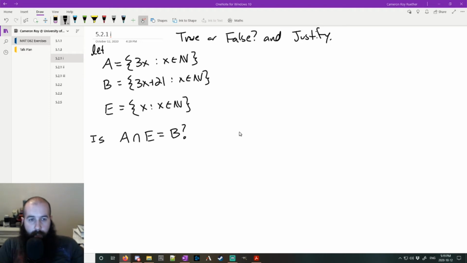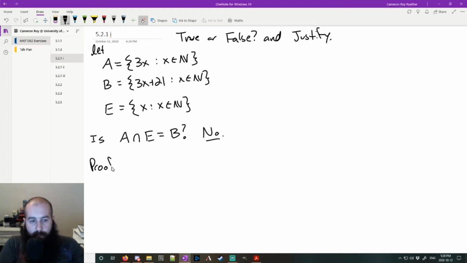(5.2.1) Part 1 gives us 3 sets, A, B, and E. And we're asked if it's true or false that A intersect E is equal to B, and to justify our answer with a proof. So A is all the natural multiples of 3, B are the multiples of 3 shifted by 21, and E are just all the natural numbers. So since A is already a subset of the natural numbers, intersecting with E doesn't do anything. So really we're just asking if A is equal to B, and these are not equal. Everything in B is larger than 21 because 21 is being added, whereas A contains elements such as 3 and 6 and 9. So no, these are not equal.